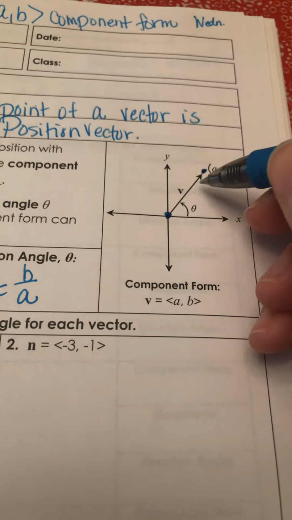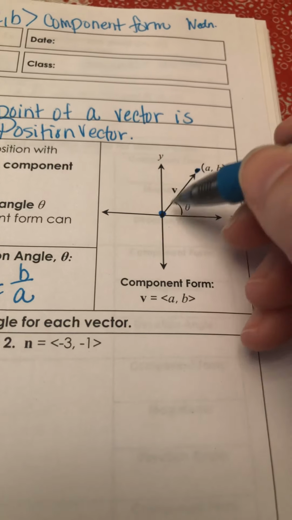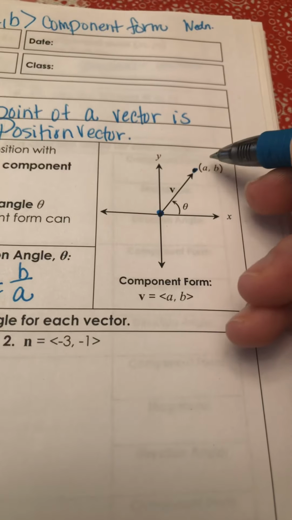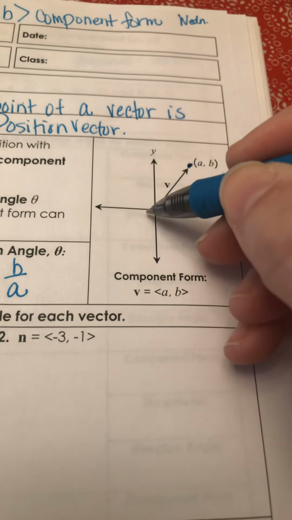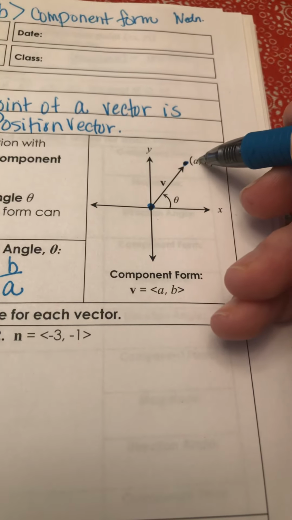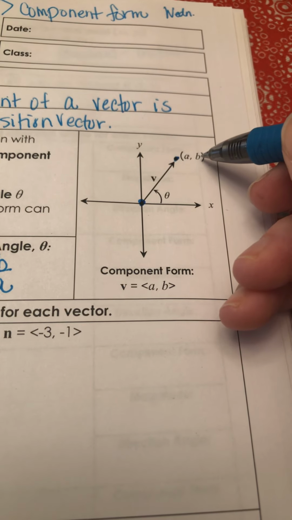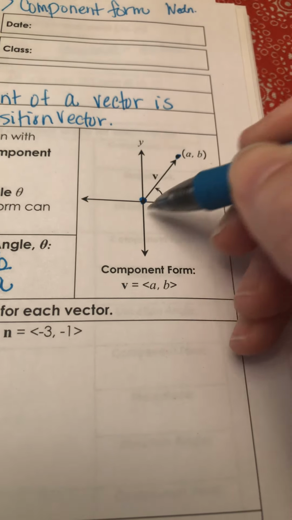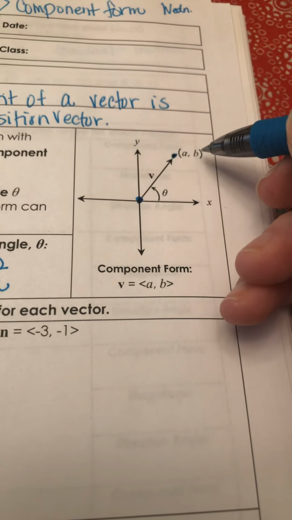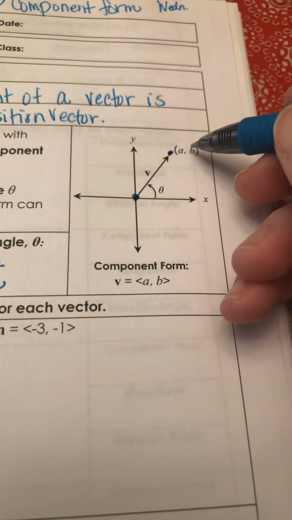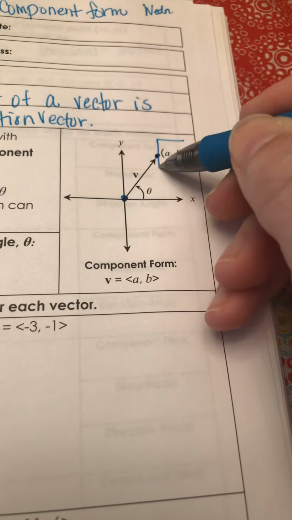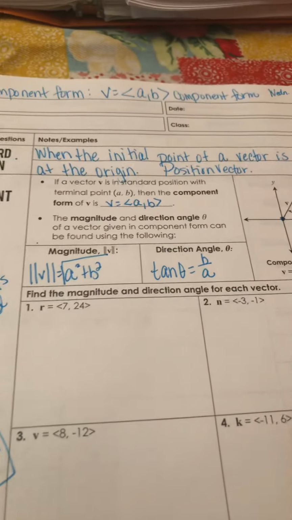Now, if you're going to find the magnitude of this vector, or the length of this vector, remember you always do x2 minus x1. So that would be A minus 0, which is A. And then you do y2 minus y1, which is B minus 0, which is B. So if that's the case, then in order to find the magnitude, we can adjust the formula. So we'll get to that in just a moment.